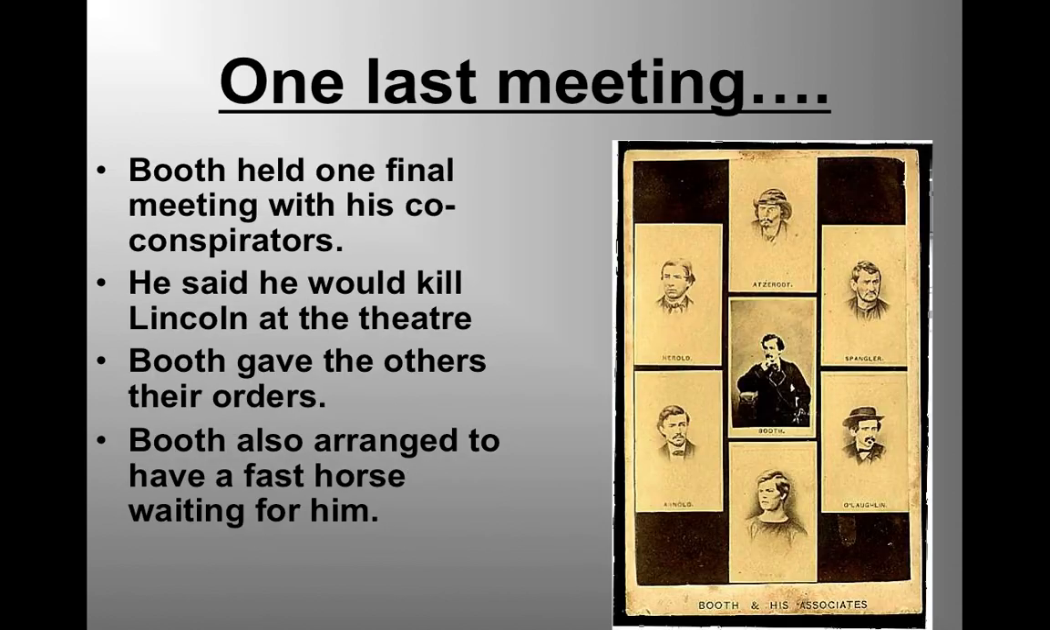Booth meets with his conspirators one final time, and Booth started to give the orders. Booth said that he himself would be the one to kill the President of the United States at Ford's Theater that evening on April 14th. Booth gave the others their orders, and he arranged for a very fast horse to be waiting for him.